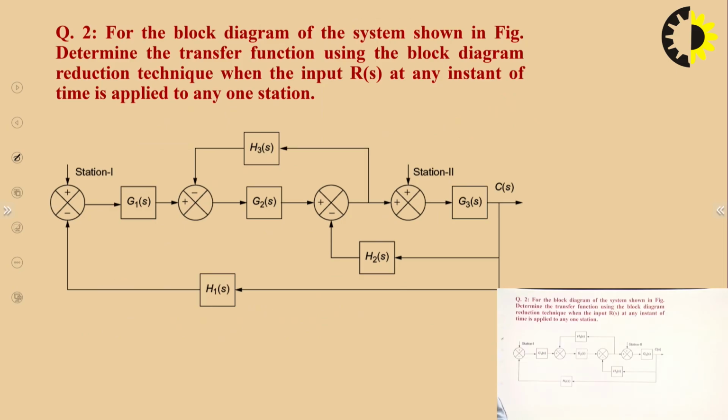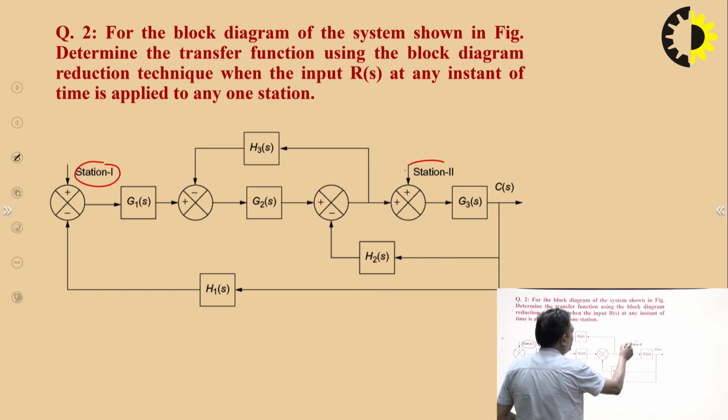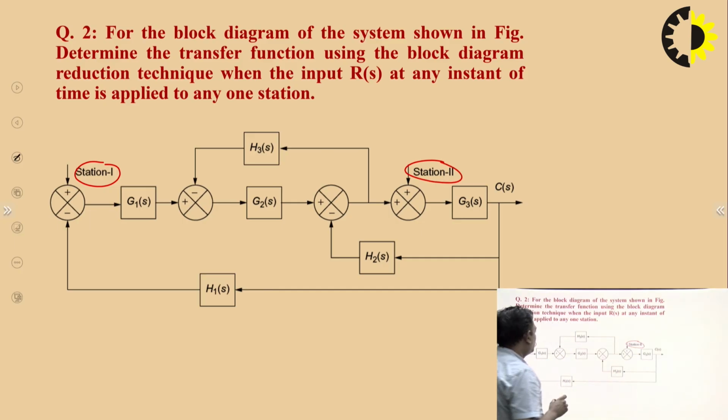Here, for the block diagram system shown in the figure, determine the transfer function using the block diagram reduction technique when the input R(s) at any instant of time is applied to one station. Okay. So here you can see there are two stations. So what they are saying is that at a time we are applying only one input. Okay. So let us suppose input is applied first here and then we will apply it over there.